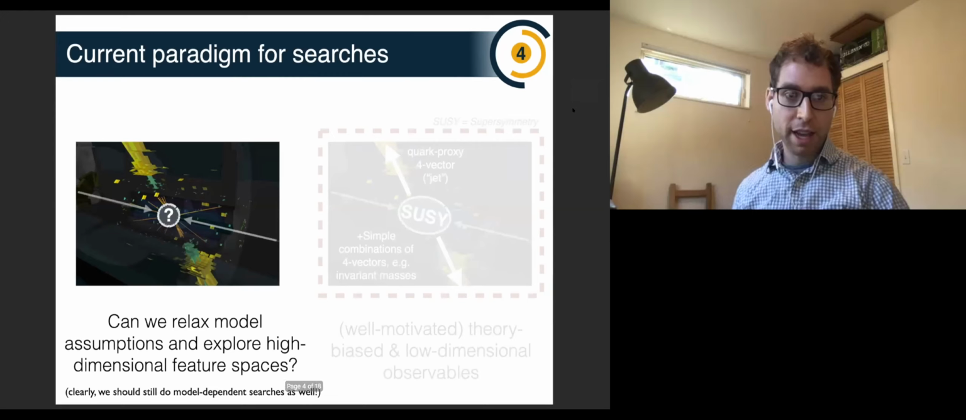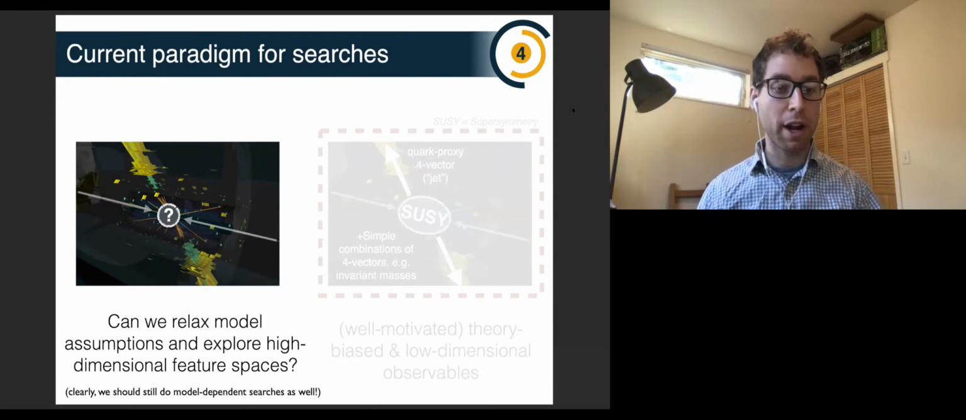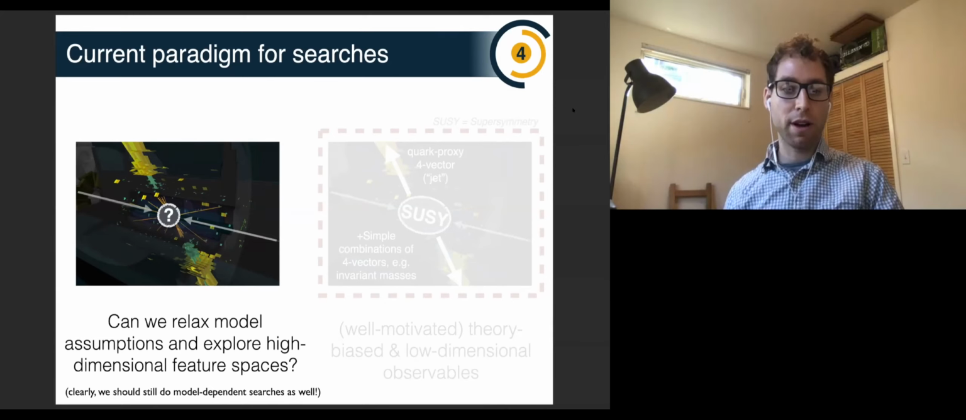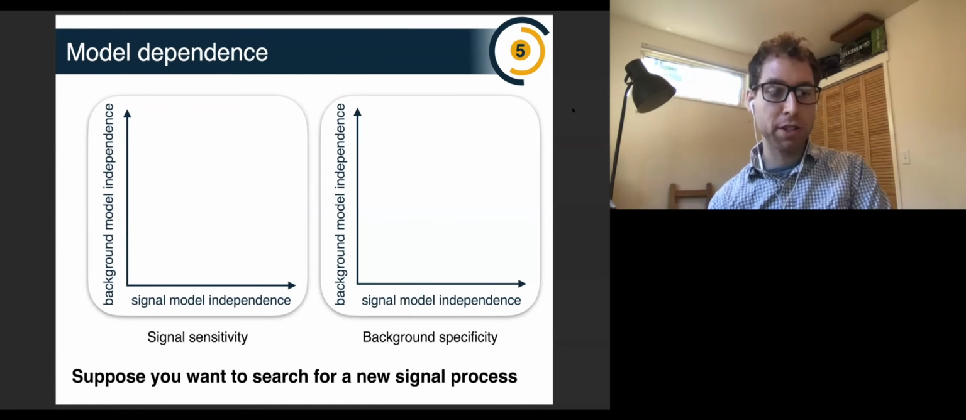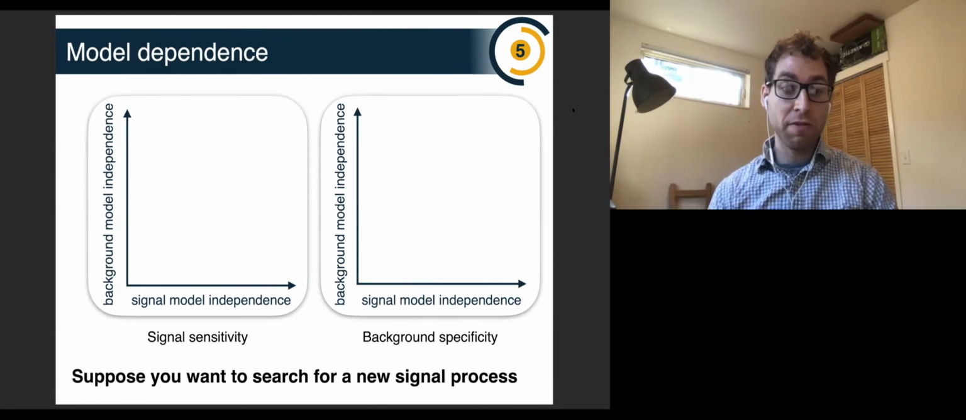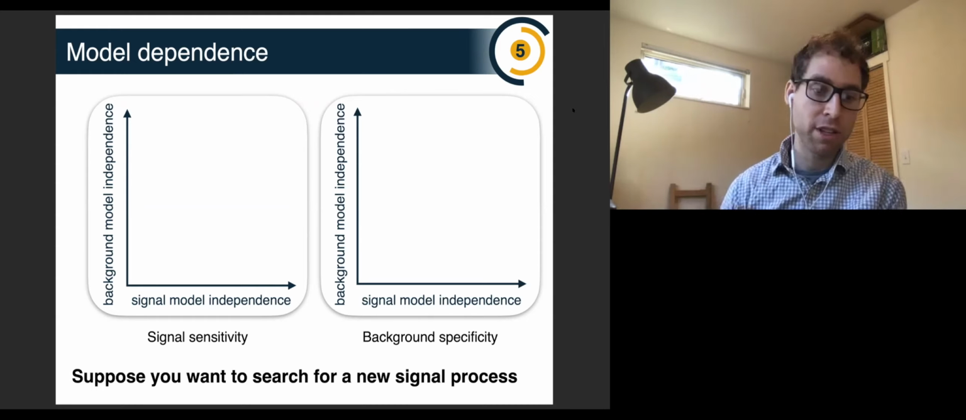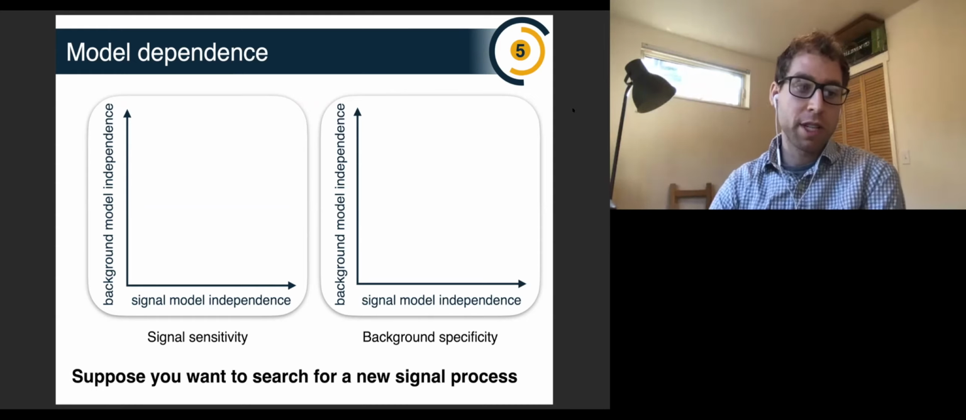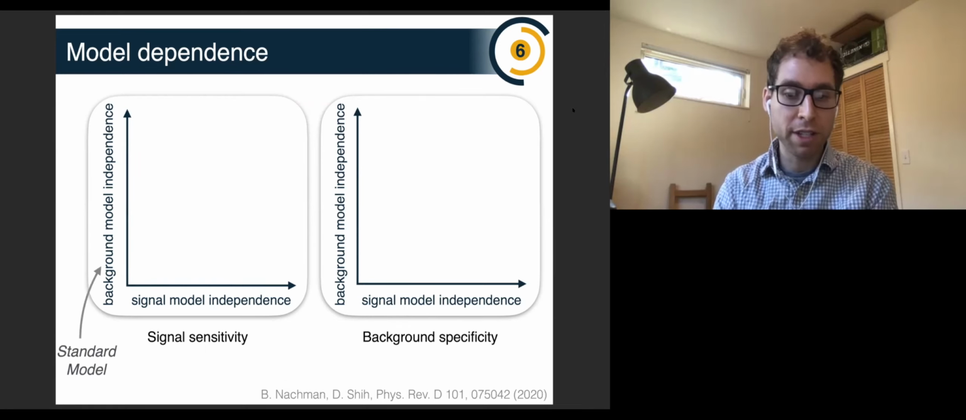But the idea is, can we move beyond this current paradigm to relax the model assumptions and explore high-dimensional feature spaces in a more model-agnostic approach? And I like to think about model dependence in this way. We need models both to achieve signal sensitivity and to calibrate our background. Focusing just on the left-hand side, there's a dependence on the signal model that's posited to be the search target, as well as on the background model. And the background for us is the standard model.